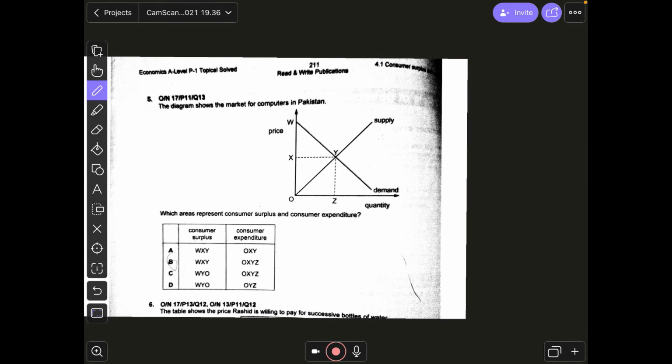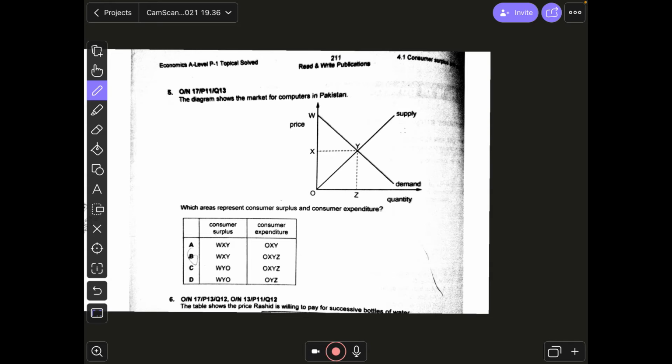Okay, so to reinforce the concept of consumer surplus, we'll just go over one basic MCQ just to get the hang of it. This MCQ says the diagram shows the market for computers in Pakistan. Okay, and it has a basic demand and supply diagram. The question is which areas represent consumer surplus and consumer expenditure. Consumer expenditure means what the consumers spend, right? And as we discussed, it's this area.